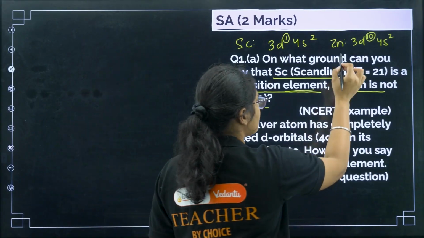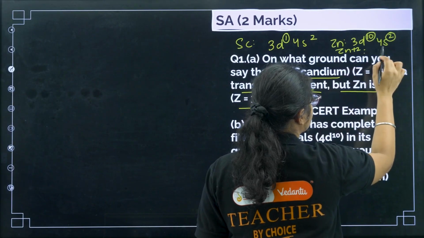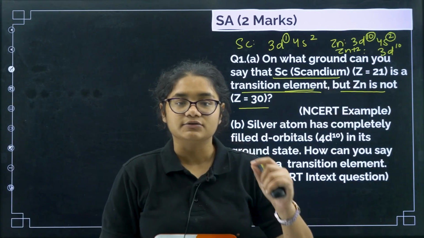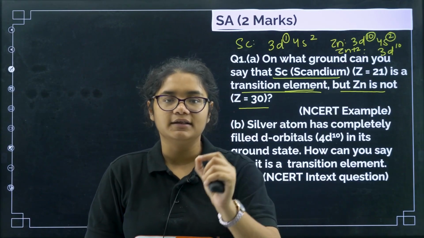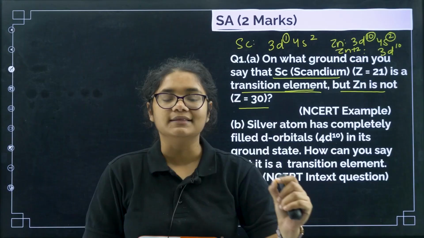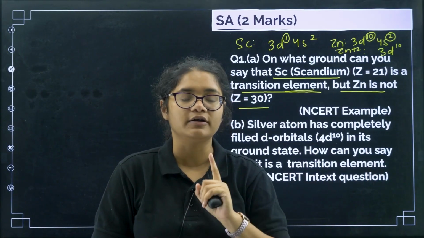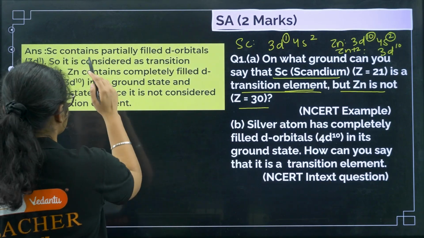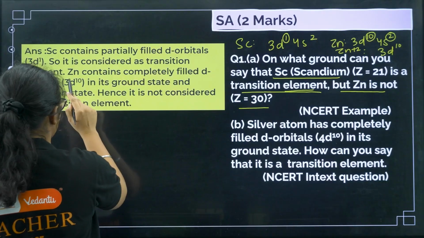Now let us see the common oxidation state, that is Zn plus 2. Two electrons will go from here, still it has 3d10. So zinc does not have partially filled d orbitals either in the ground state or in the common oxidation state. That is why zinc is not a transition element. You can see the answer here: scandium contains partially filled d orbitals, so it is considered a transition element.